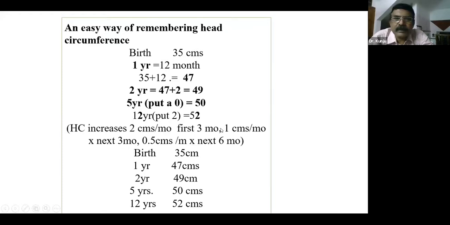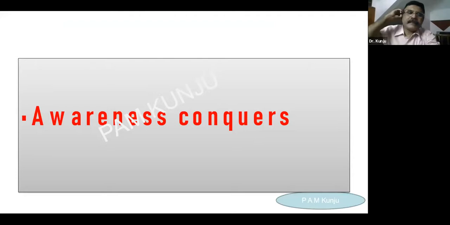So that way you can calculate. Head circumference less than 3 standard deviations means less than 3.75 centimeters below the mean, with 1.25 centimeters per standard deviation, and that will definitely be microcephaly. Basic knowledge is very, very important. If you are aware, you can conquer.